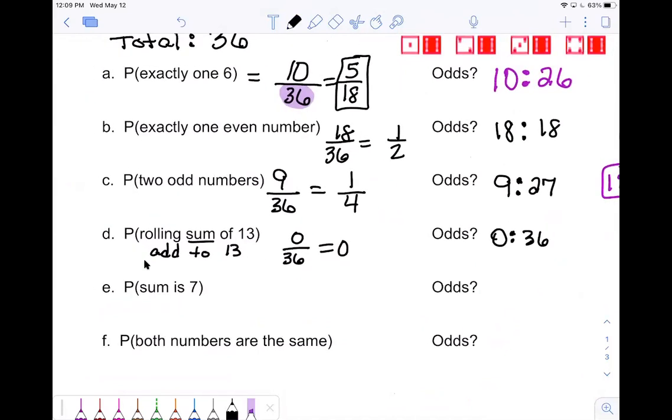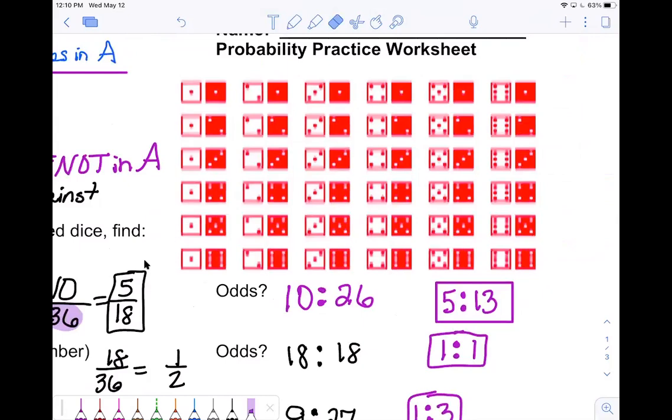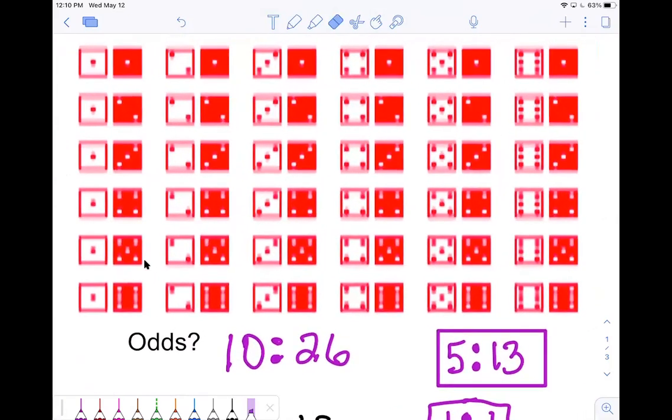Next one, the sum of 7. That means they have to add to be 7. So let's go back, look up here. We're looking for pairs of dice that add to be 7. Liam, do you see any pairs of dice that add to be 7? I'm trying to look. Hold on. That's fine. So kind of look at that.